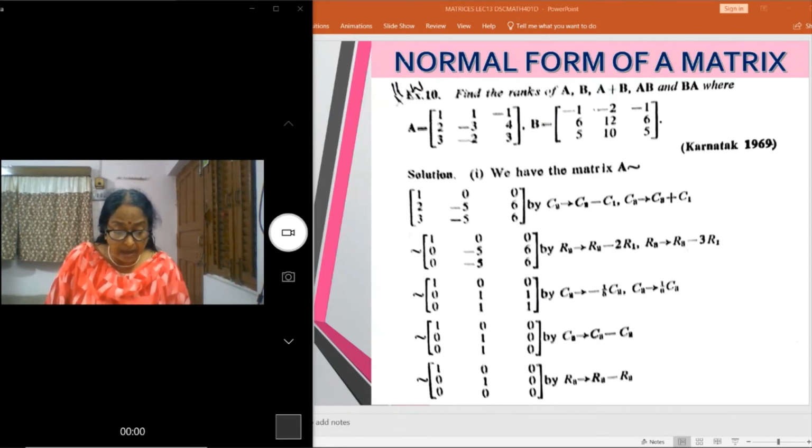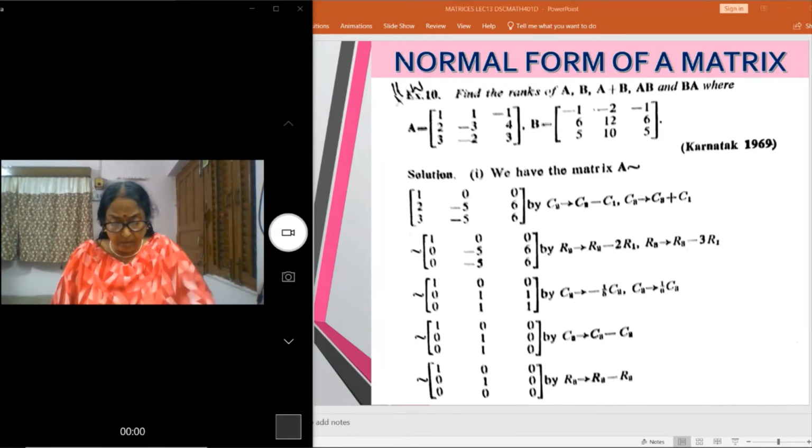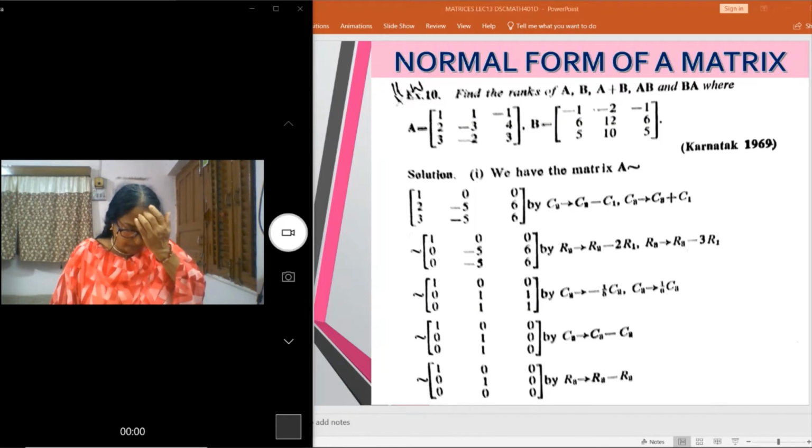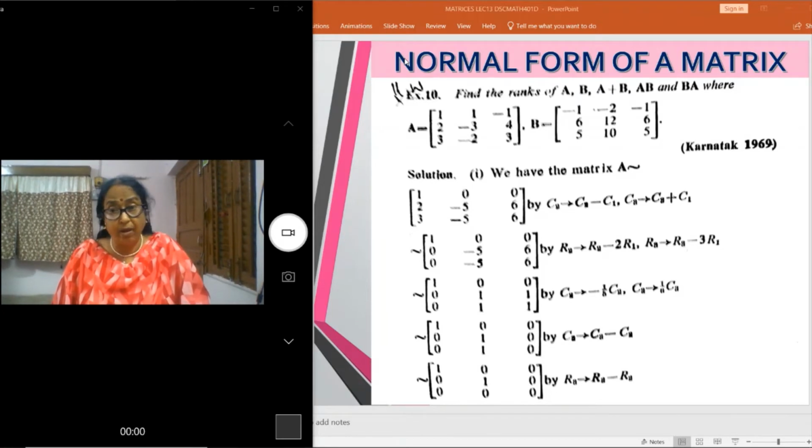So here, find the rank of A separately, find the rank of B using any one of the methods. You can choose any one of the methods. Here they have used the normal form. Normal form means you have to reduce to the identity matrix form; that is called the normal form. In echelon form it is not so.